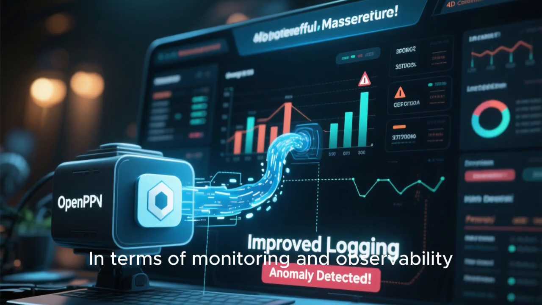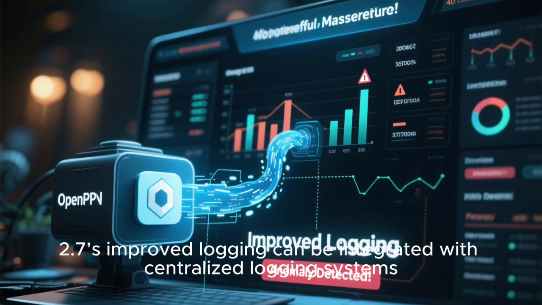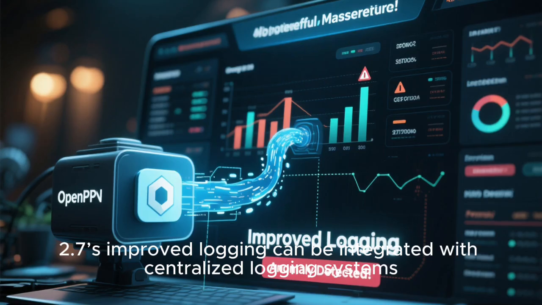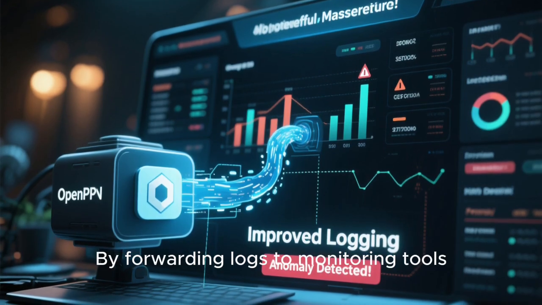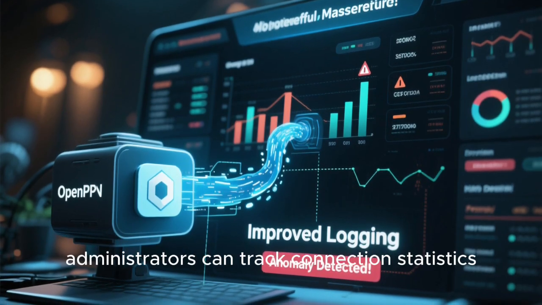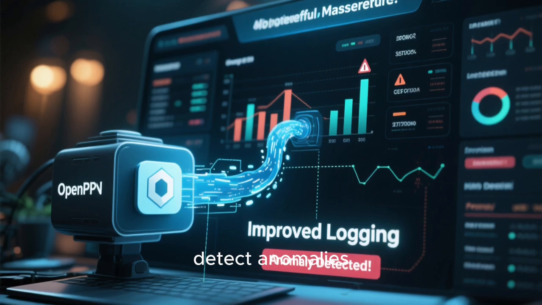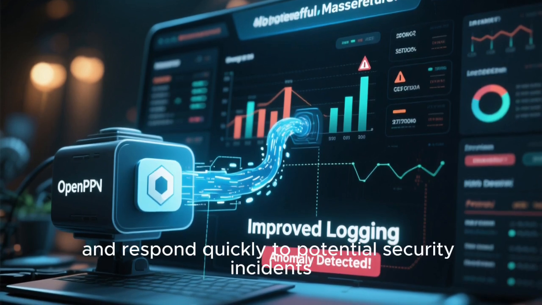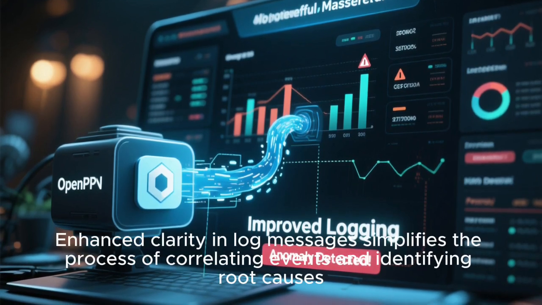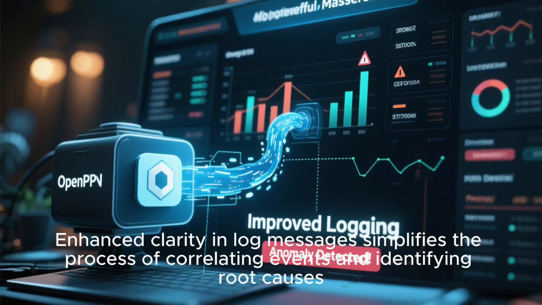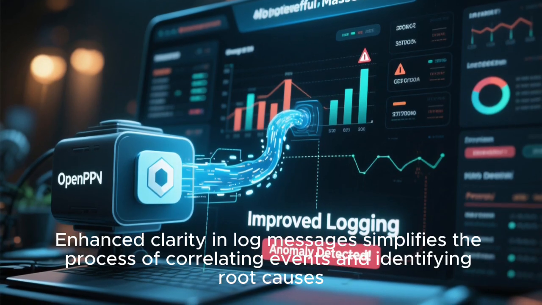In terms of monitoring and observability, 2.7's improved logging can be integrated with centralized logging systems. By forwarding logs to monitoring tools, administrators can track connection statistics, detect anomalies, and respond quickly to potential security incidents. Enhanced clarity in log messages simplifies the process of correlating events and identifying root causes.